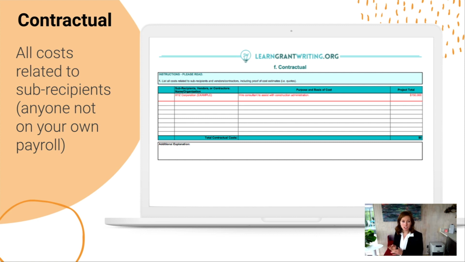So contractual is all costs related to sub-recipients of your grant application. So they're not someone on your payroll. For example, if maybe you're doing a market study, you would potentially be contracting out with a professional services firm to do that work, and you would have a quote from them. And then you are having a contract with that professional services firm to provide that service to you. And so that expense would be considered contractual.